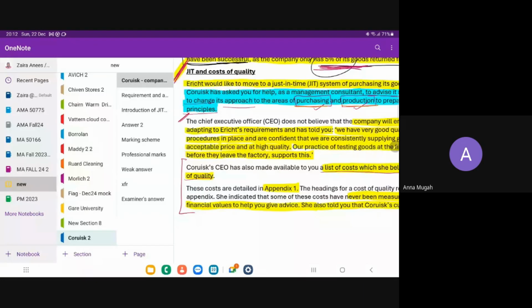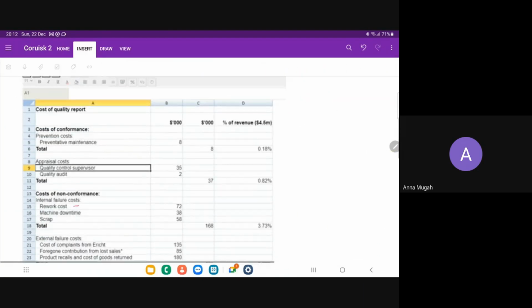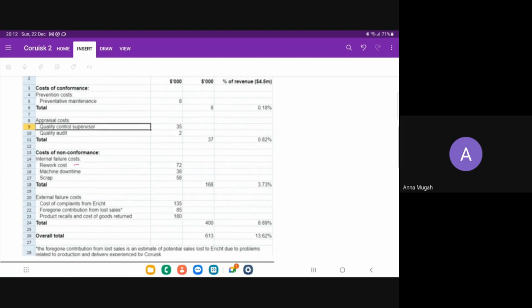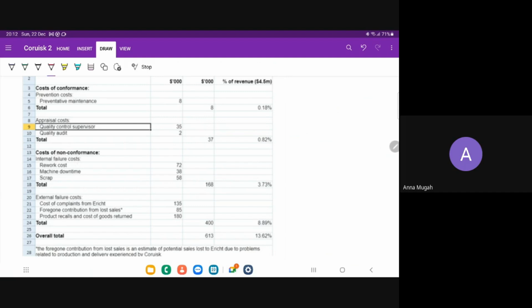So let's move towards the appendix part. Let's see what we have there. This is the appendix. I don't think you need to calculate anything, but let's see. Prevention cost is around 8,000, which is 0.18% of total revenue, right? That means 8,000 divided by 4.5 million, which is 4,500,000, and then multiplying by 100. So in prevention, we are spending the least money, just 0.18% of the revenue.